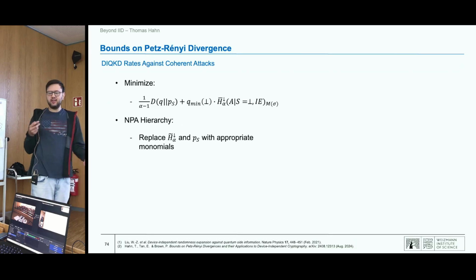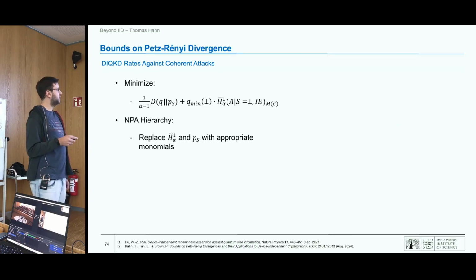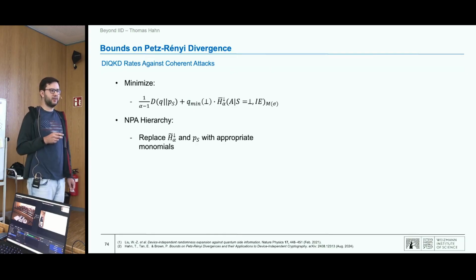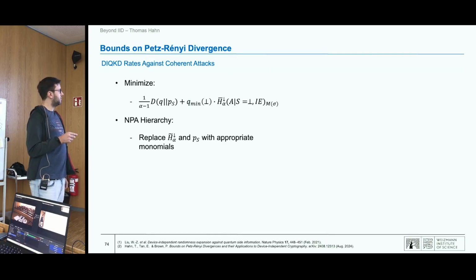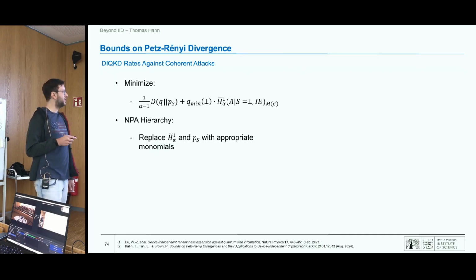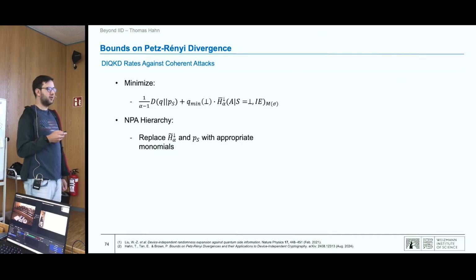In a general setting, basically what you have to do is you have to use the NPA hierarchy to replace the Petz-Renyi entropy basically with a linear function of some mu variables that the NPA hierarchy generates. Also, the distribution that's generated is also just a linear function of these variables, and then the whole problem becomes a convex optimization.